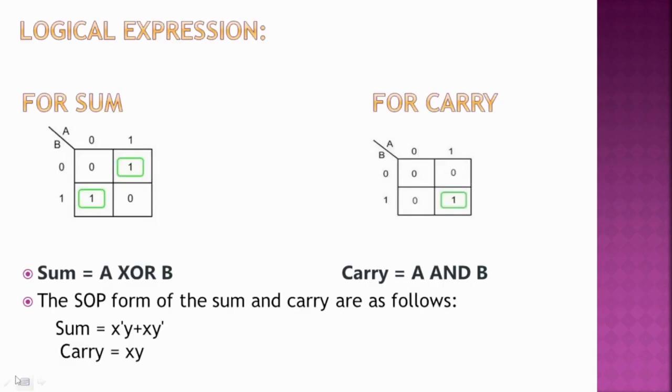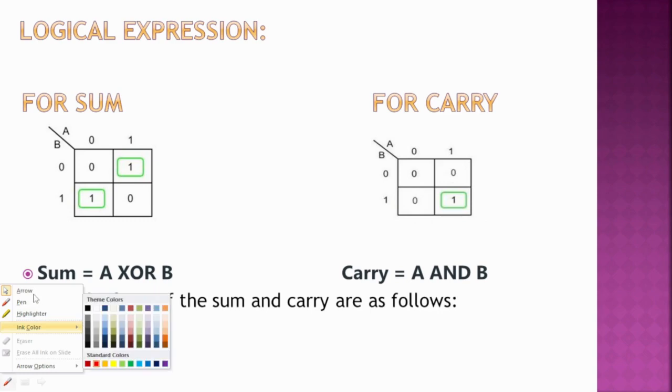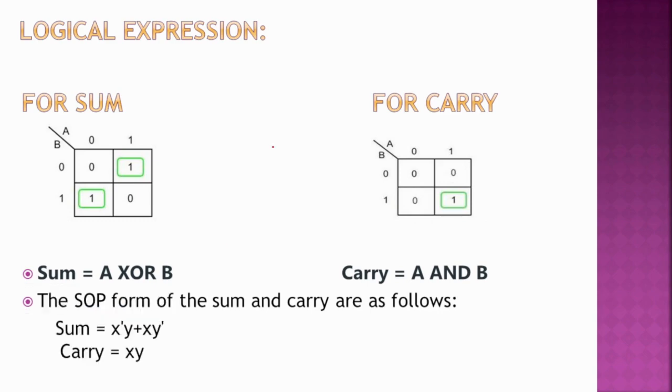How to find the logical expression for half adder? For sum, use A and B as input and mention the values 0 1 0 1. With the help of the truth table, fill the K-map. When A and B are equal to 0, the sum value will be 0. When A is equal to 1 and B is equal to 0, the sum value will be 1.